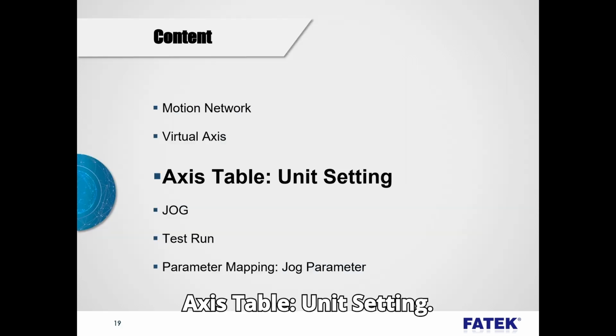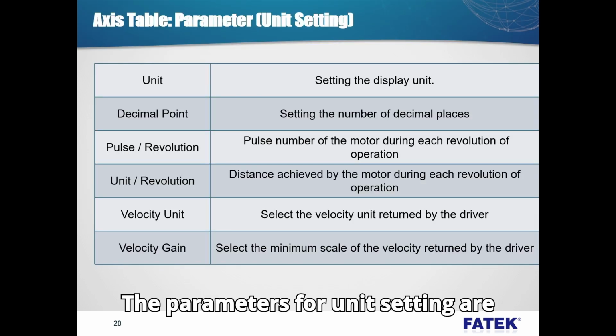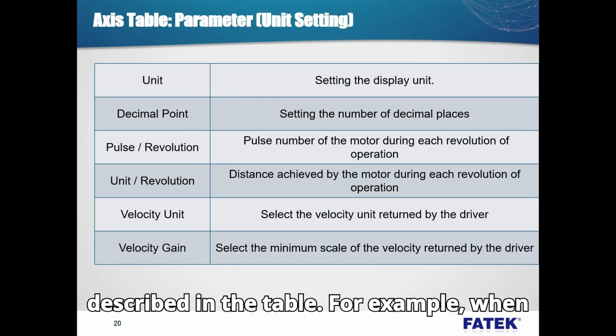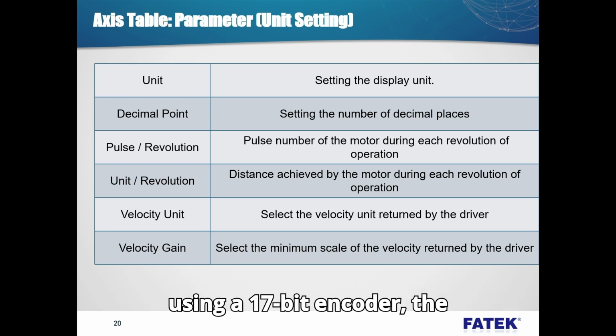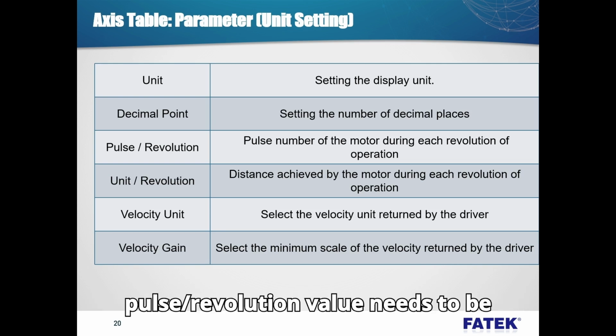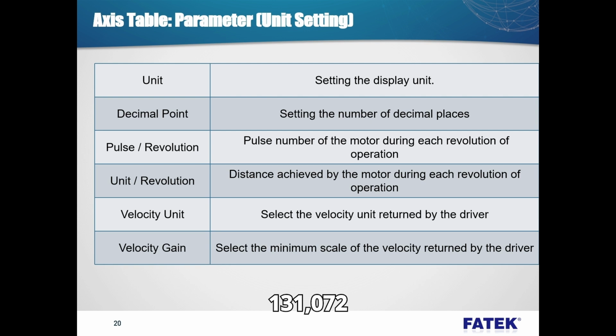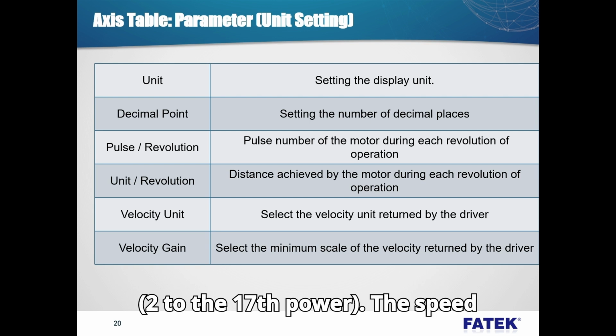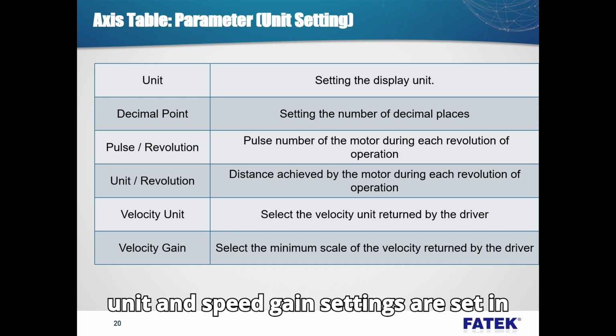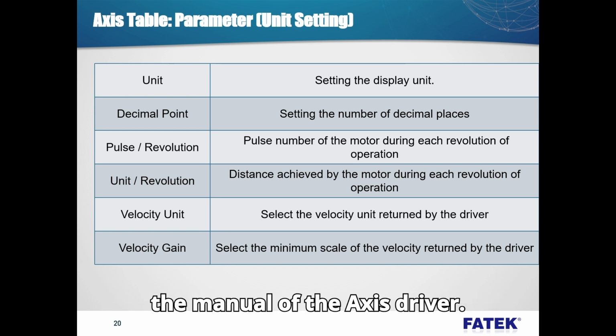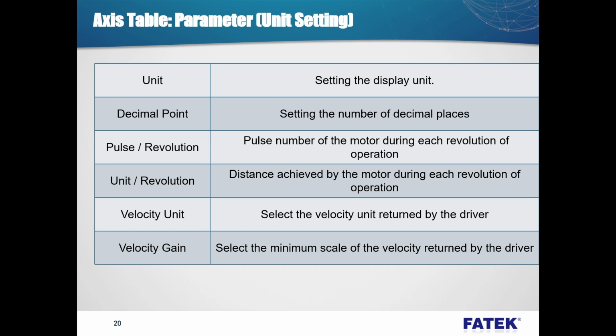Axis Table, Unit Setting. The parameters for unit setting are described in the table. For example, when using a 17-bit encoder, the pulse/revolution value needs to be 131,072, 2 to the 17th power. The speed unit and speed gain settings are set in the manual of the axis driver.